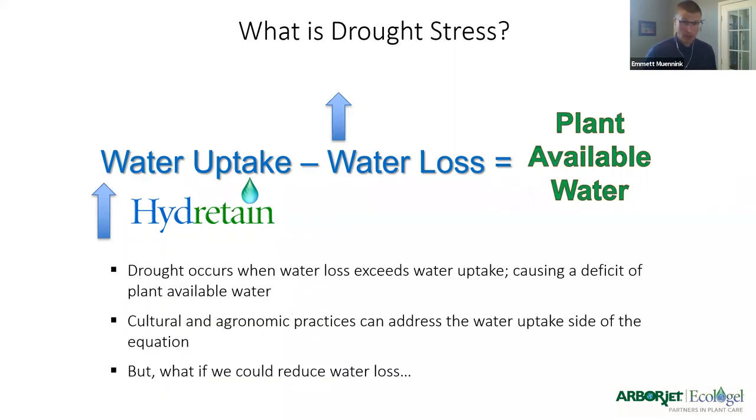So here's my math equation. Water uptake minus water loss equals plant available water. And it's a lot more complicated than that. This is really just to simplify things, make it easy to think about. So drought is occurring when water loss exceeds water uptake, and that's causing a deficit.